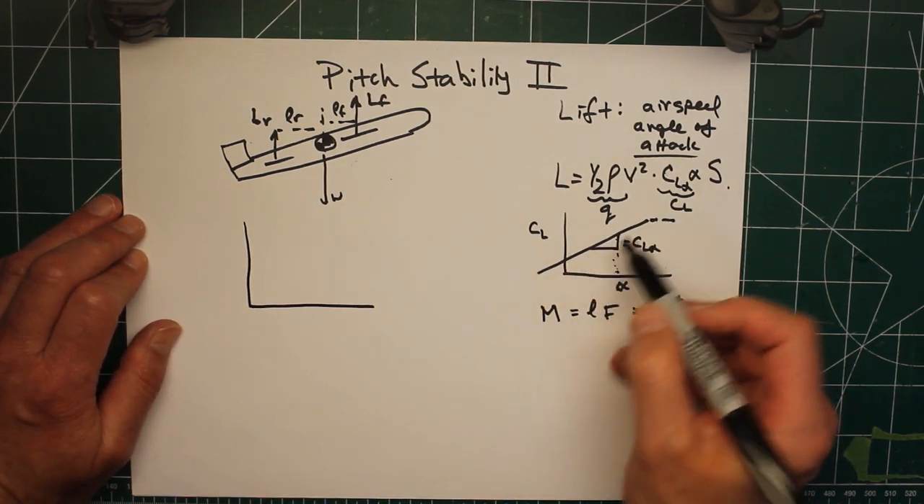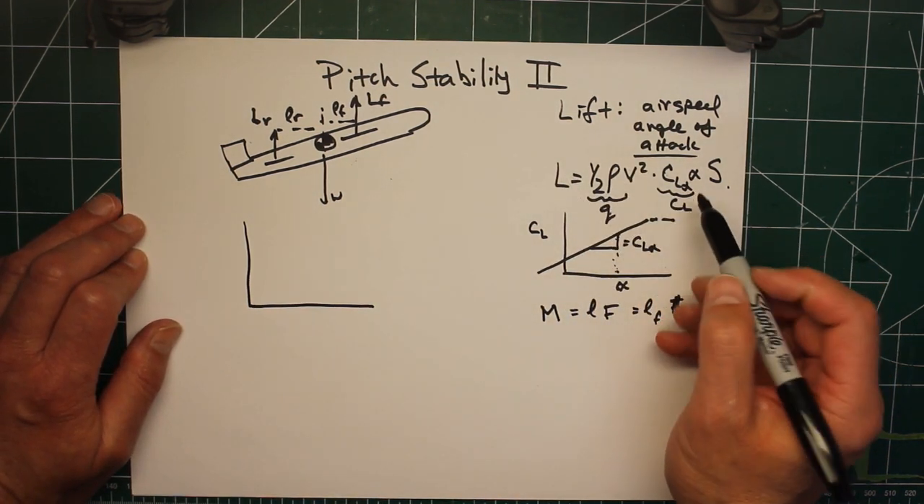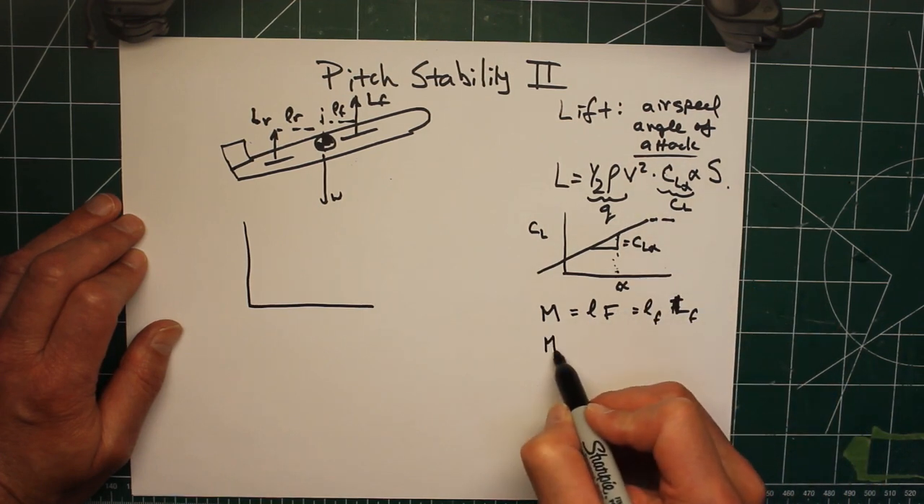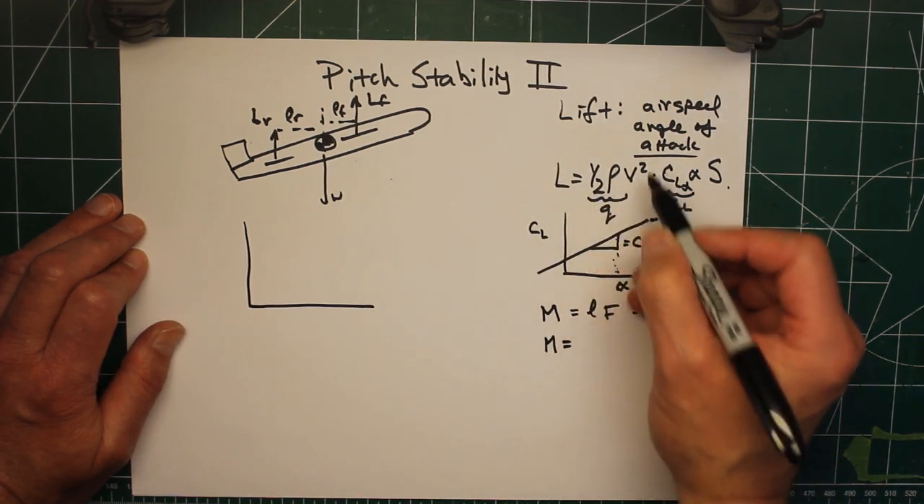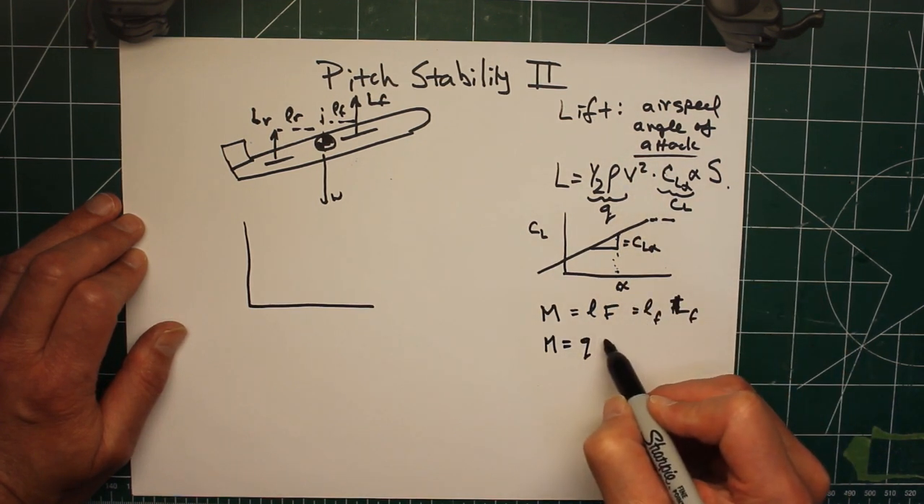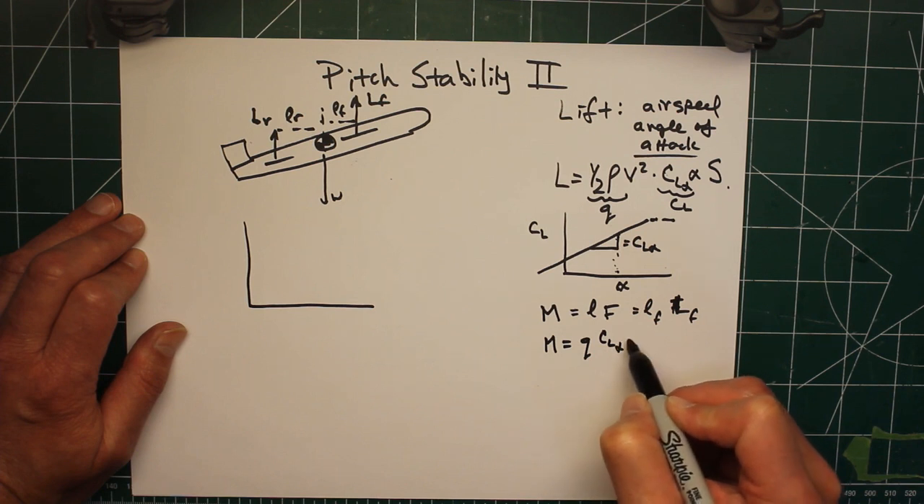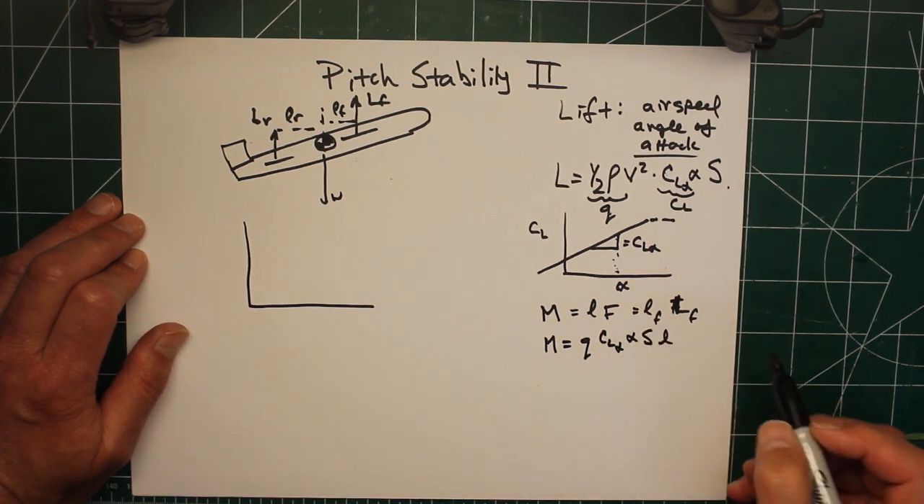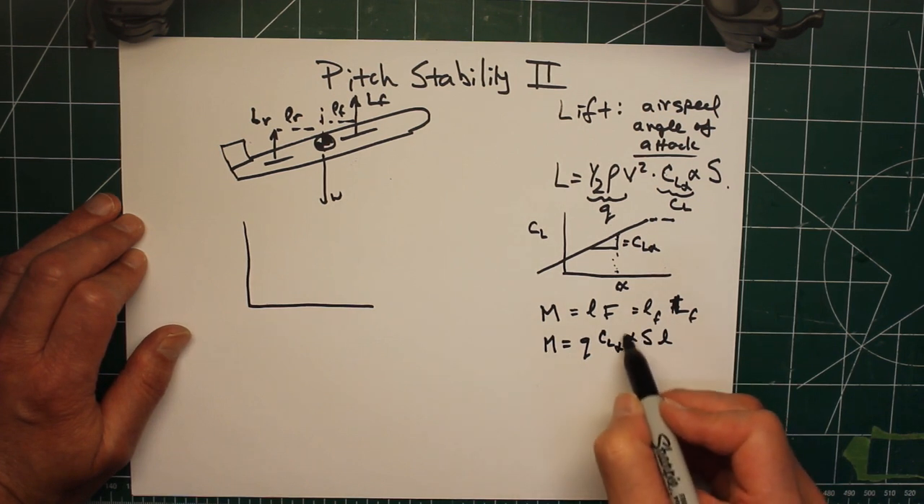We said that the lift is proportional to all these things, and when we write the equation for the moment, it's just L times all that stuff. So we have our Q for shorthand, we have our CL alpha times alpha, we have our S, and we have our L. The only thing that's changing in here is this.